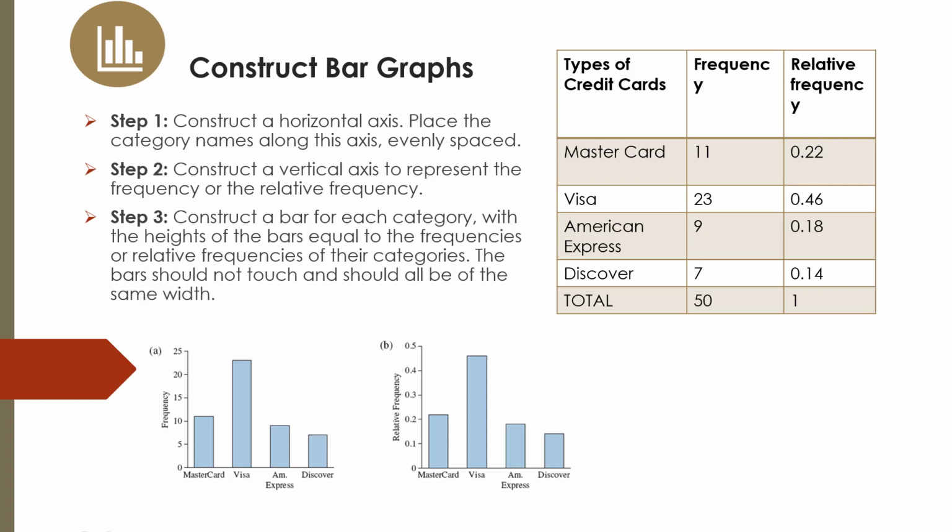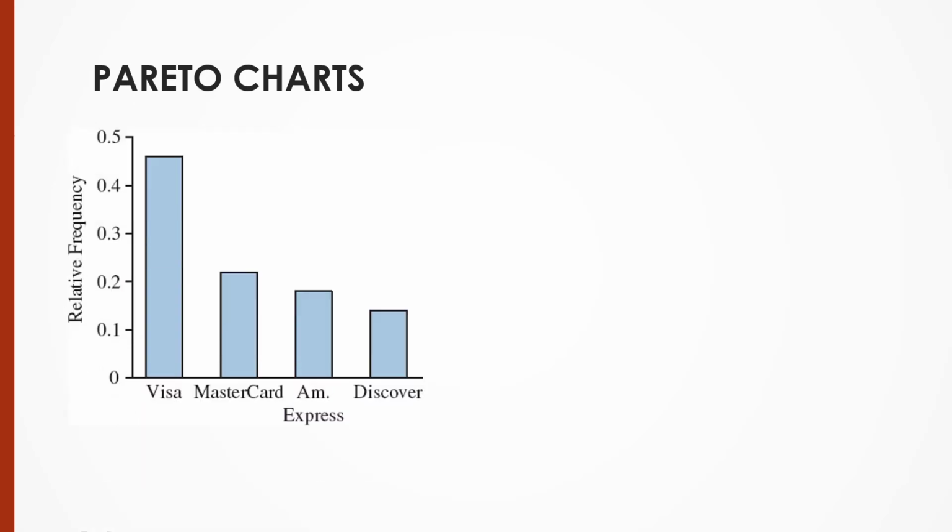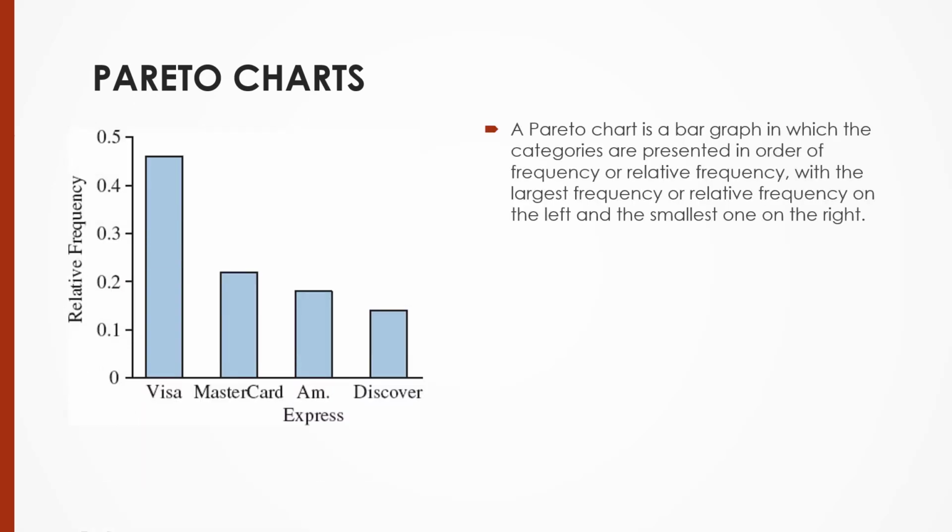And sometimes people are not only interested in constructing the bar graphs, but they also want to see the most commonly used credit cards among these four. So we have another type of bar graph that shows the order of frequency, that is the Pareto chart. The Pareto chart is basically a bar graph in which the categories are presented in order of frequency or relative frequency, with the larger frequency or relative frequency on the left and the smallest one on the right.